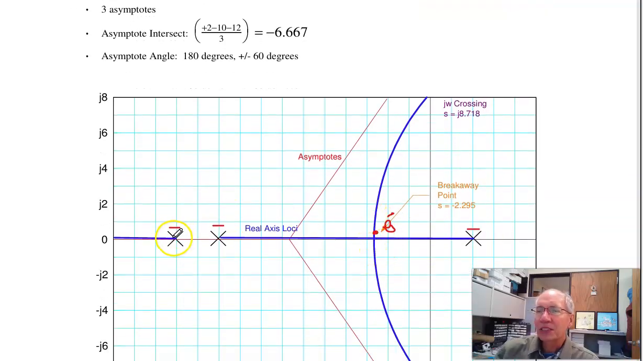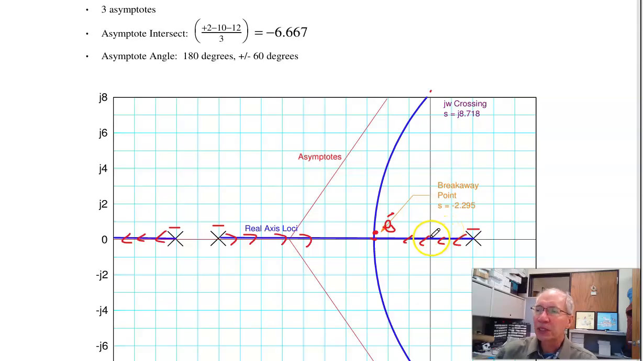So what happens is this pole takes off left. This pole comes to the right. This pole shifts left as k increases. At this point, I have a double pole. They split apart and go to the asymptote, passing through the j omega crossing. So that's your root locus plot.